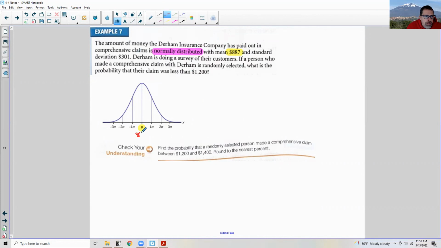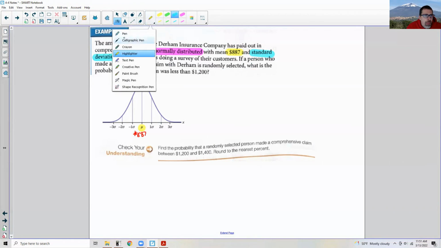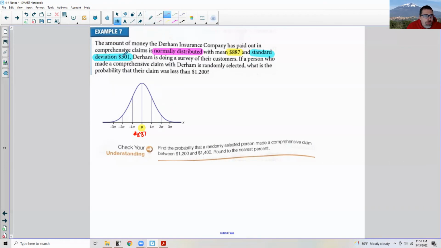So this is $887 right in the middle there. That's our mean. Standard deviation of $301. Okay, so there's our standard deviation, and that is represented as the lowercase sigma in the Greek alphabet. Okay, so what you do is you take this $887 and add 301 to it, and that will give me 1,188. That is this value right here. So this is $1,188. That's one standard deviation above.